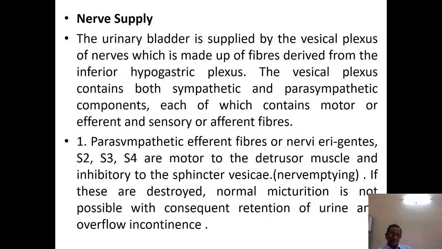Now, parasympathetic efferent fibers of nervi erigentes, S2, S3, S4, are motor to detrusor muscle and inhibitory to sphincter vesicae, that is the nerve of emptying. Inhibitory to sphincter vesicae means the sphincter vesicae, which is usually contracting, will relax, whereas motor to detrusor means it will compress, so the urine will come out. If these are destroyed, normal micturition is not possible, with consequent retention of urine and overflow incontinence.